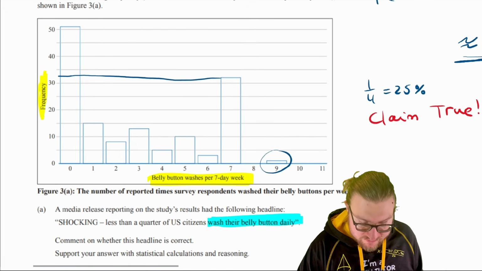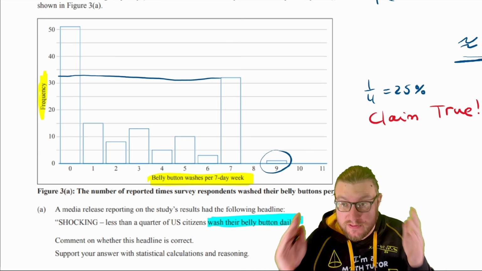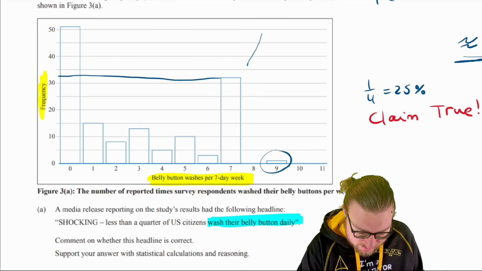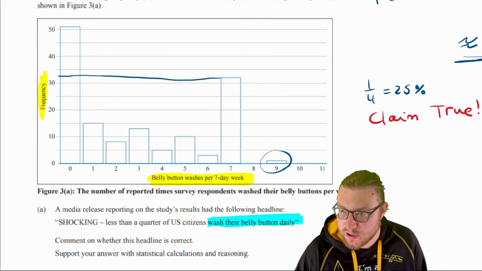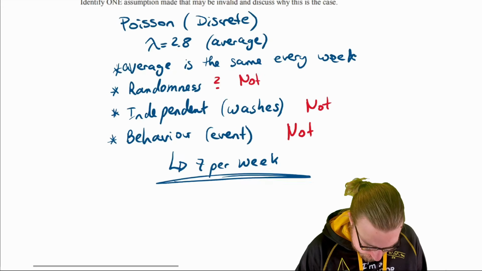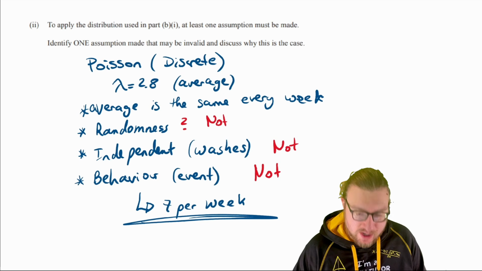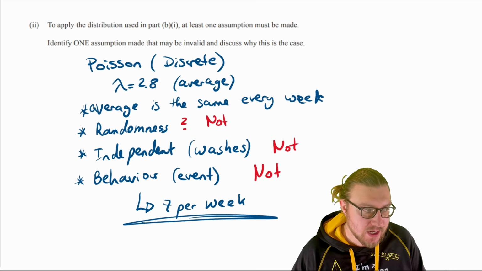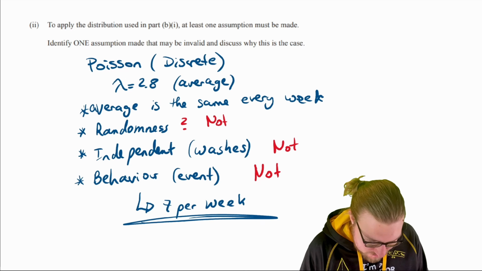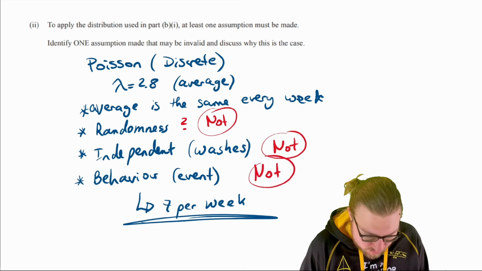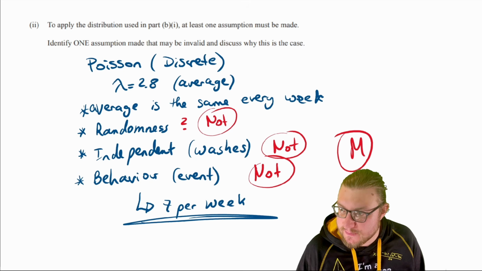We have some people never washing their belly button, so they basically don't do it at all, or maybe they don't do it when they have a shower. But then we have a spike, which is people washing their belly buttons every single day when they have a shower, 7 times a week. Any of those parts you can comment on, and you are required to have 1 in order to get the mark. Explaining why they may or may not work is also part of the requirement, and if you identify just one of them, you get a merit mark.